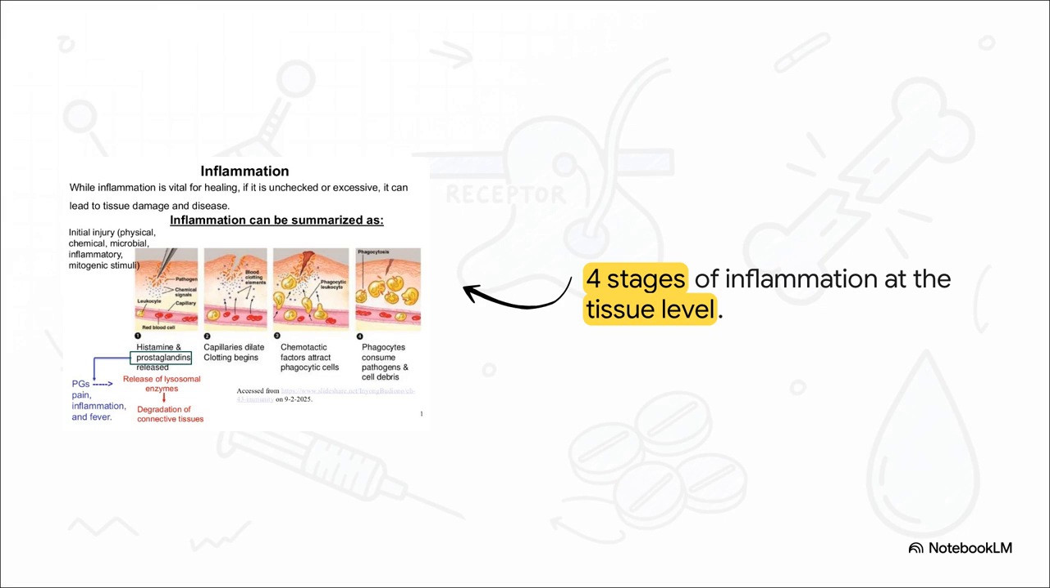Looking at the tissue level really brings this to life. Notice that very first stage right there. The exact second an injury occurs, cell membrane phospholipids are hydrolyzed, and those vital molecules, prostaglandins, or PGs for short, are unleashed into the wild. These are the direct, literal culprits behind the localized pain, inflammation, and fever you feel.